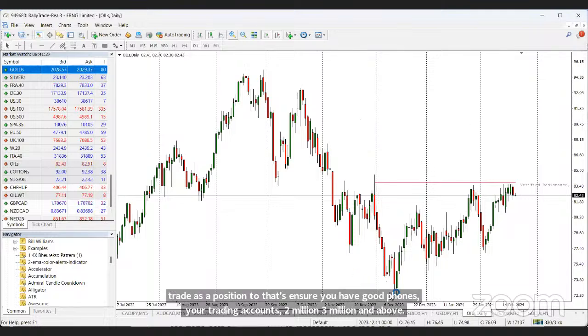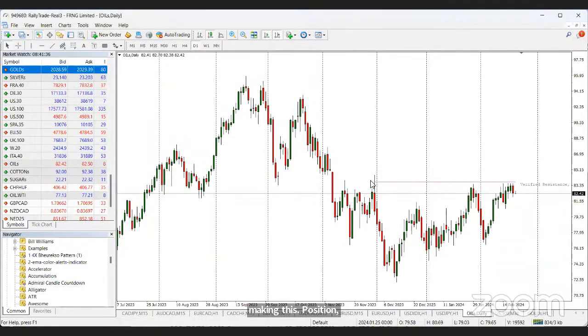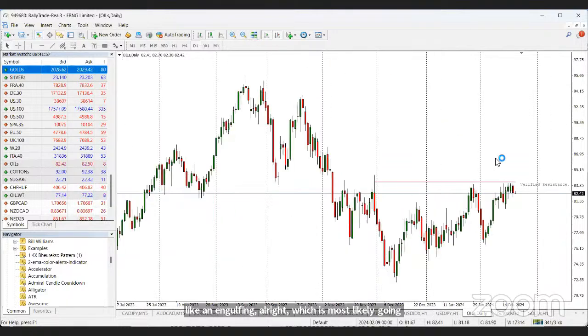All right. So we can see that price has been making higher lows at this point here. However, we have seen that it has bounced off this resistance here. This was 2023. It has not been able to break it since that point. They tested it, and we are in February 2024. We can see this current candle here, which is looking like an engulfing, which is most likely going to show a probable movement on the downside.